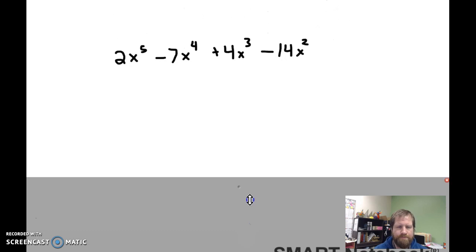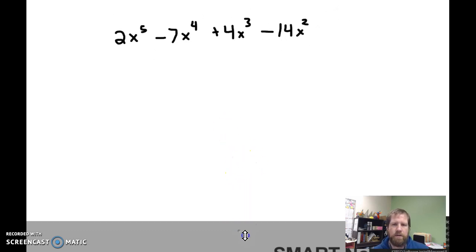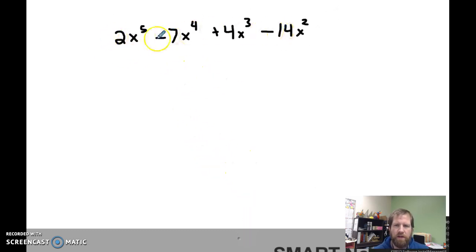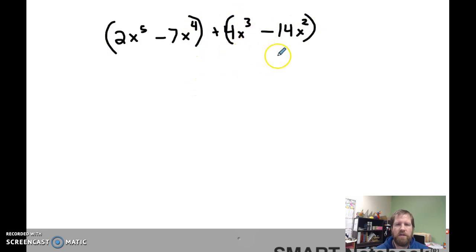Let's look at another one. Alright, so now we've got our polynomial. We're going to start by splitting it into two groups. So I've got this group, and I've got this group. I've got to start by pulling out my greatest common factor. For this one, I've got x to the 5th and x to the 4th. I'm going to go ahead and just pull that out right now. That's going to be x to the 4th.